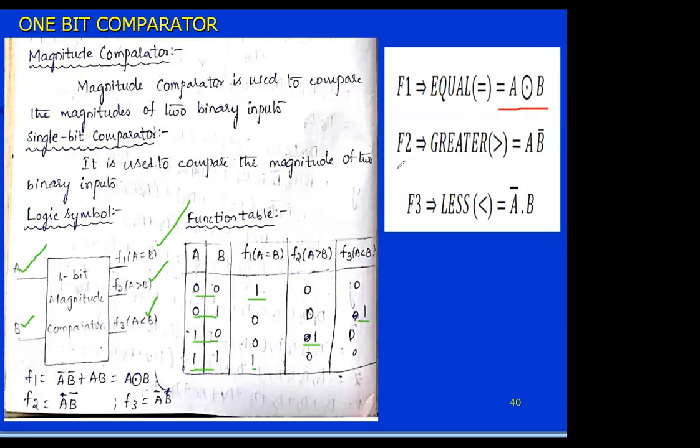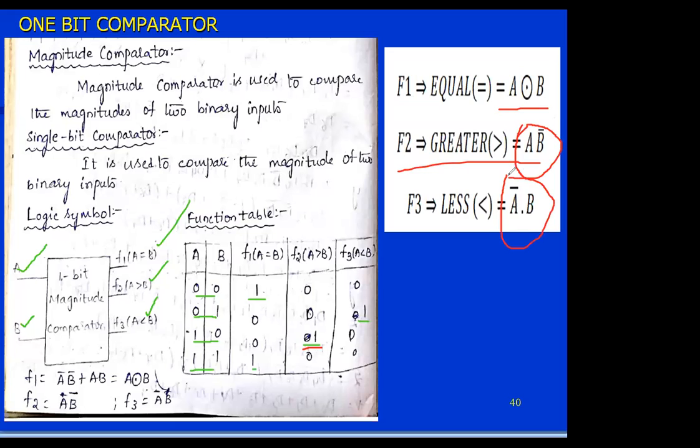Similarly, when A is greater than B, we have to write the expression as A into B bar. Look, when did F2 come? F2 equals to 1 when A equal to 1 and B equals to 0. Therefore, for F2, we can write A into B bar, that is the greater than condition, A greater than B. Similarly, less than condition, A bar B. We are going to use the three formulas.